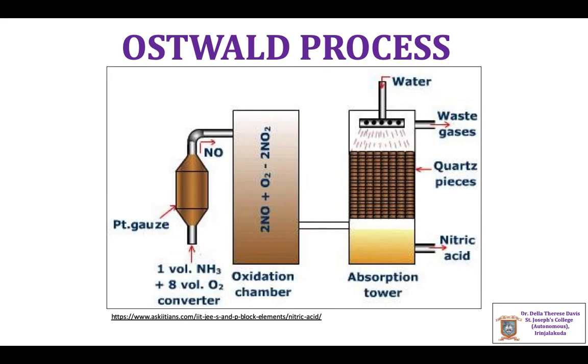And the nitric oxide obtained is cooled and then fed into the oxidation chamber, chamber 2. Here it will be converted to NO2, nitrogen dioxide. And finally, the nitrogen dioxide obtained is passed through the absorption tower and water is sprayed to it in the presence of oxygen to give nitric acid.